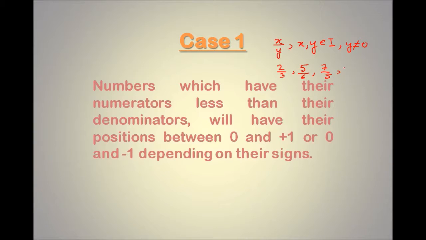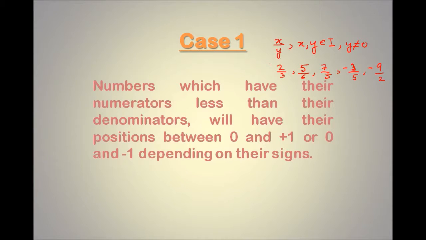Say, for example, minus 3 by 5, and minus, say, 9 by 2. These two are negative rational numbers. We can have positive rational numbers as well as negative rational numbers.